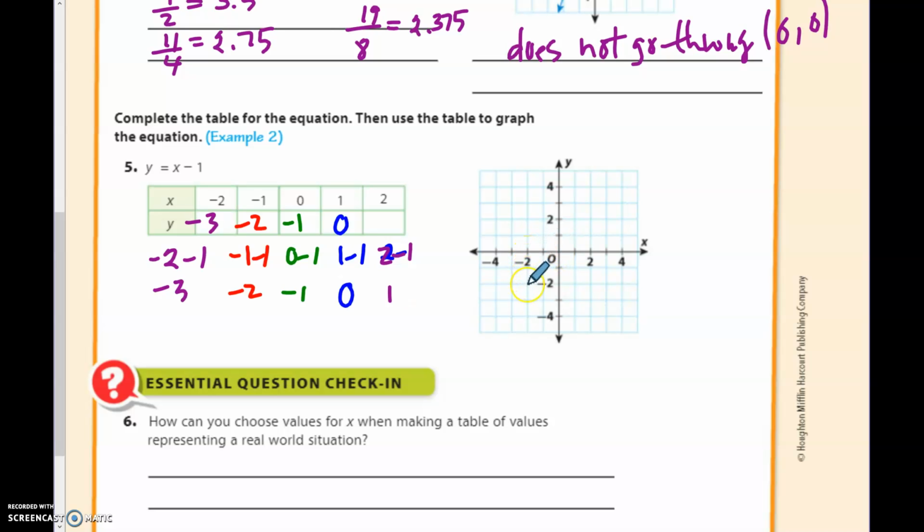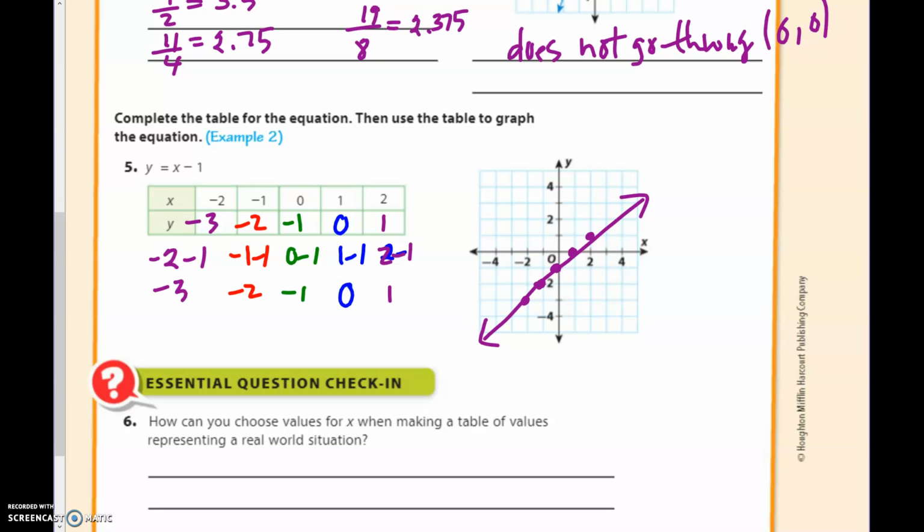So we're negative 2, 1, 2, negative 3, negative 1, negative 2, 0, negative 1, 1, 0, and this last one was over 2, up 1. Now we could have picked any in between, so we can connect that.